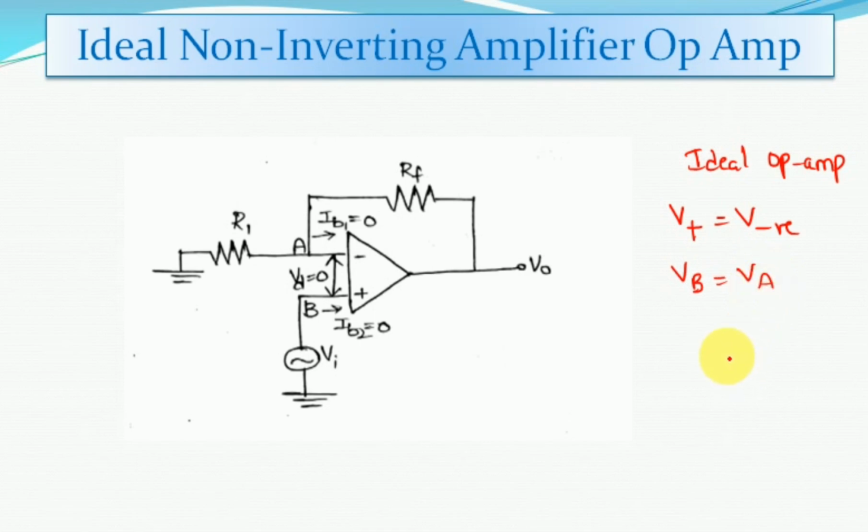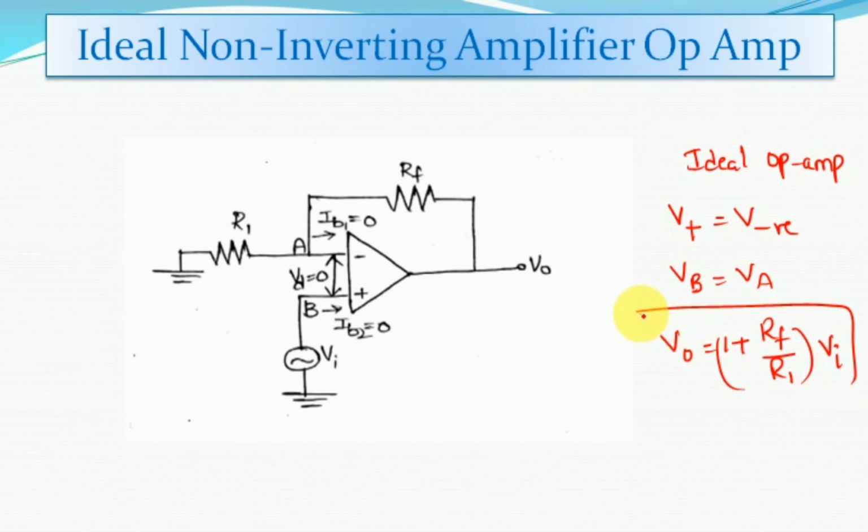For this type of circuit we have derived the output voltage expression V0 as 1 plus Rf by R1 into Vi. So this is the major formula we have to remember while solving the non-inverting amplifier problems using op-amp.